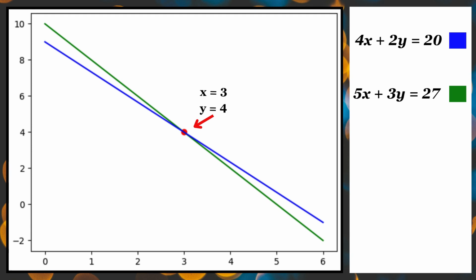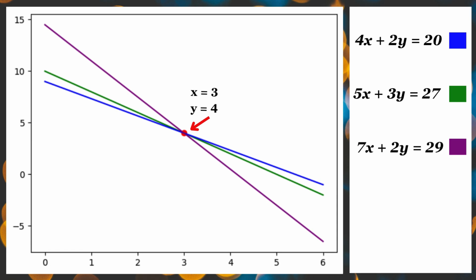Now, let's add a third equation to this set of equations. 7x plus 2y is equal to 29. The solution that has to satisfy all the equations now has an additional set of constraints. What you'll notice is, though, that this line too satisfies the same solution because 7 times 3 plus 2 times 4 is equal to 29. And even in the graph, you'll notice that this new line also intersects the other two lines at x is equal to 3 and y is equal to 4.